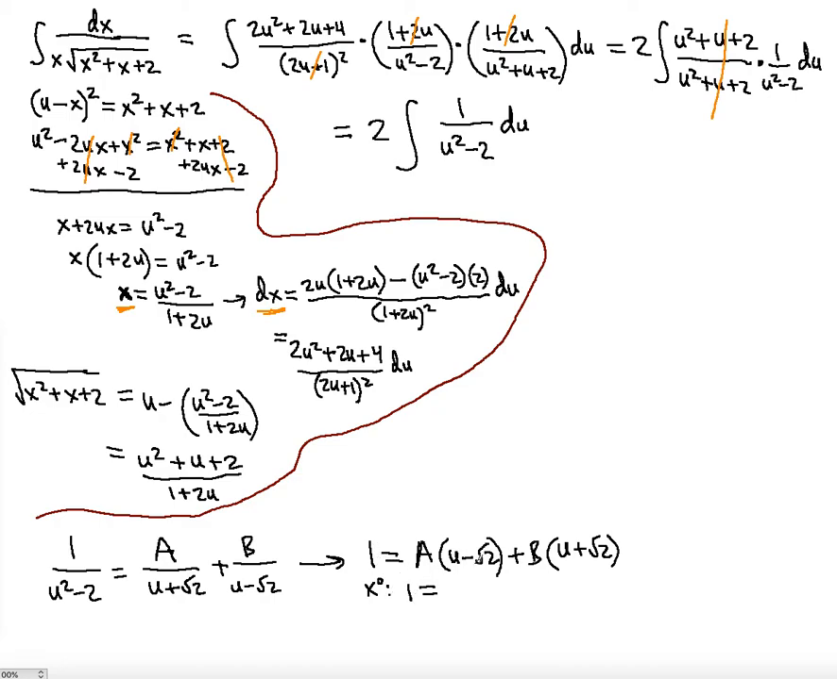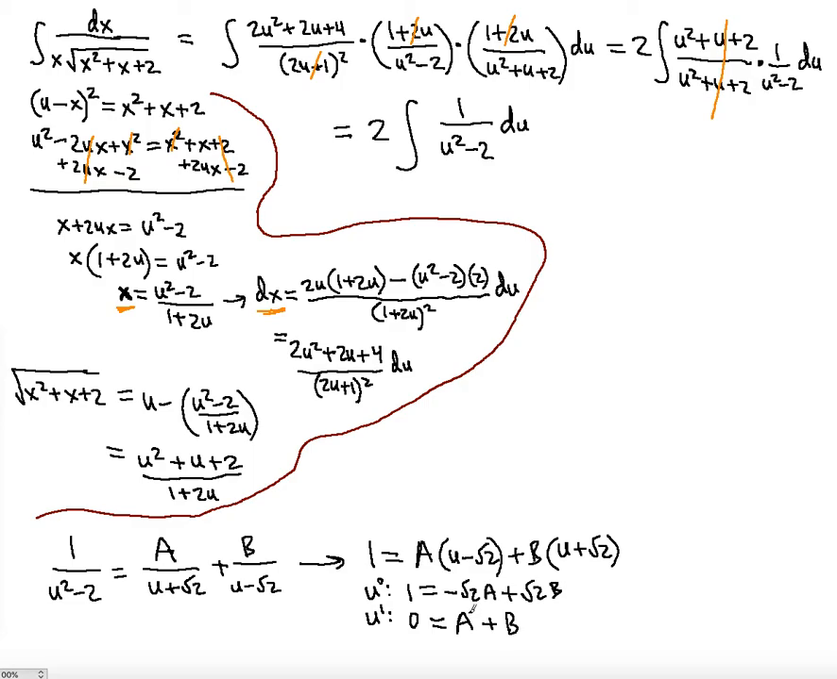1 on the left side, negative radical 2a, the constant, plus radical 2b. Now x to the first power, I'm sorry, not the x, we were dealing with the u. I'm so used to having the x variable. This is the u variable. So u to the first power: there's no u to the first power, so 0 on the left side. On the right side we have a plus b.